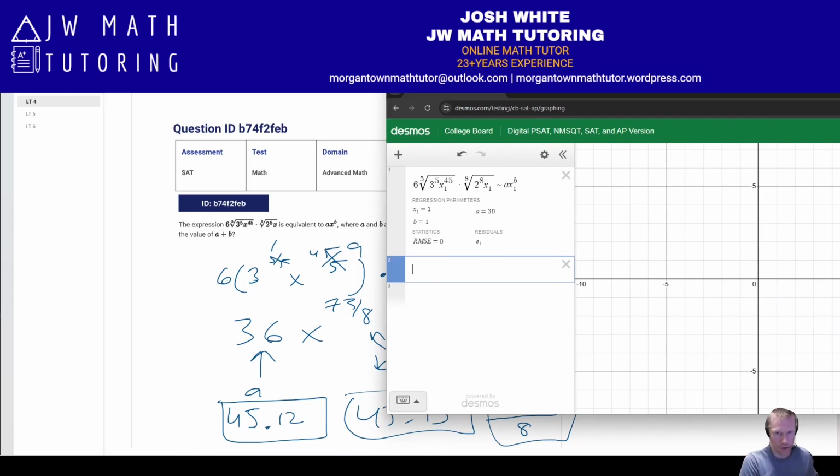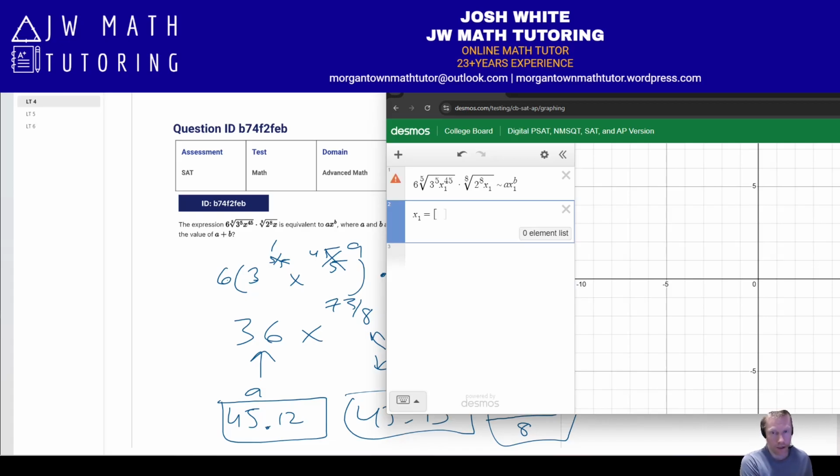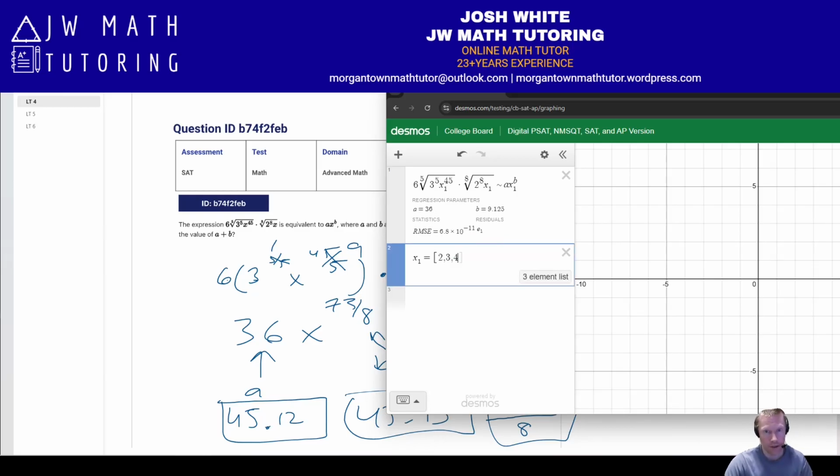So what we have to also do is define x1 as a list. That will end up giving us the correct value of b. And I'm not going to use 1. I'm going to use numbers greater than 1. So I'm just going to put 2, 3, 4 here. Okay, we already have the correct values.